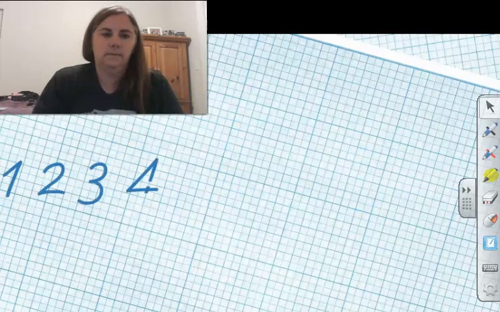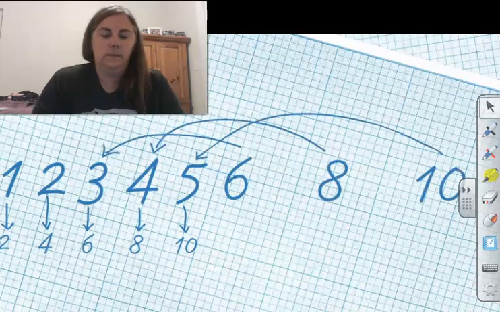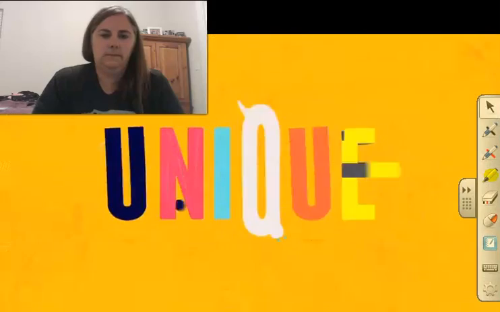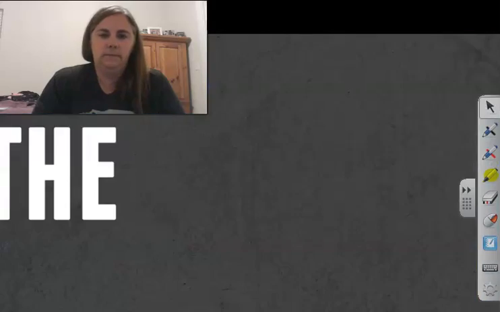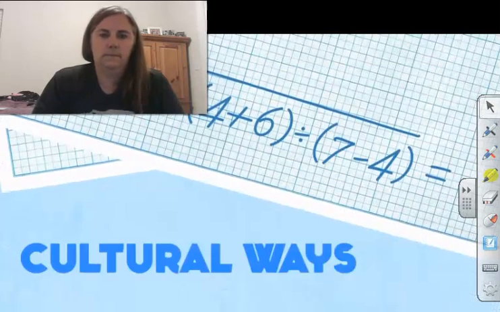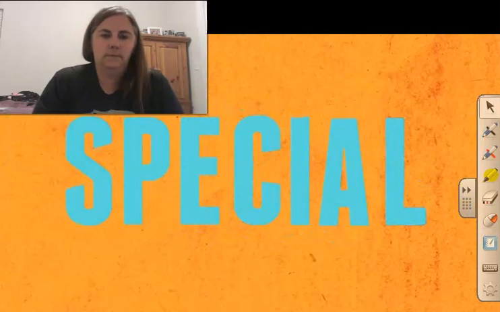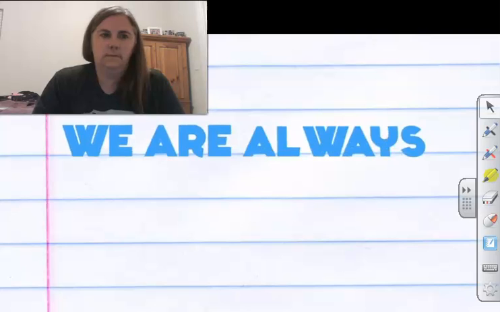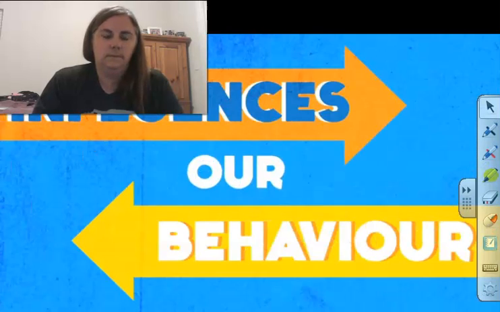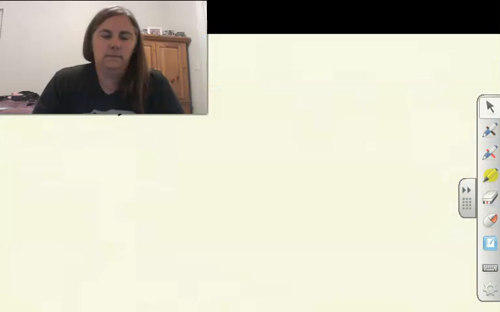So, 1, 2, 3, 4, and 5, you can double them. 6, 8, and 10, you can half them. And 9, you can divide by 3. 7 is the only one that remains. It's unique. It's a loner, the outsider, and humans interpret this arithmetical property in cultural ways. By associating 7 with a group of things, you kind of make them special too. The point here is that we're always sensitive to arithmetical patterns, and this influences our behaviour, even if we're not conscious of it, and irrespective of our ability at maths.